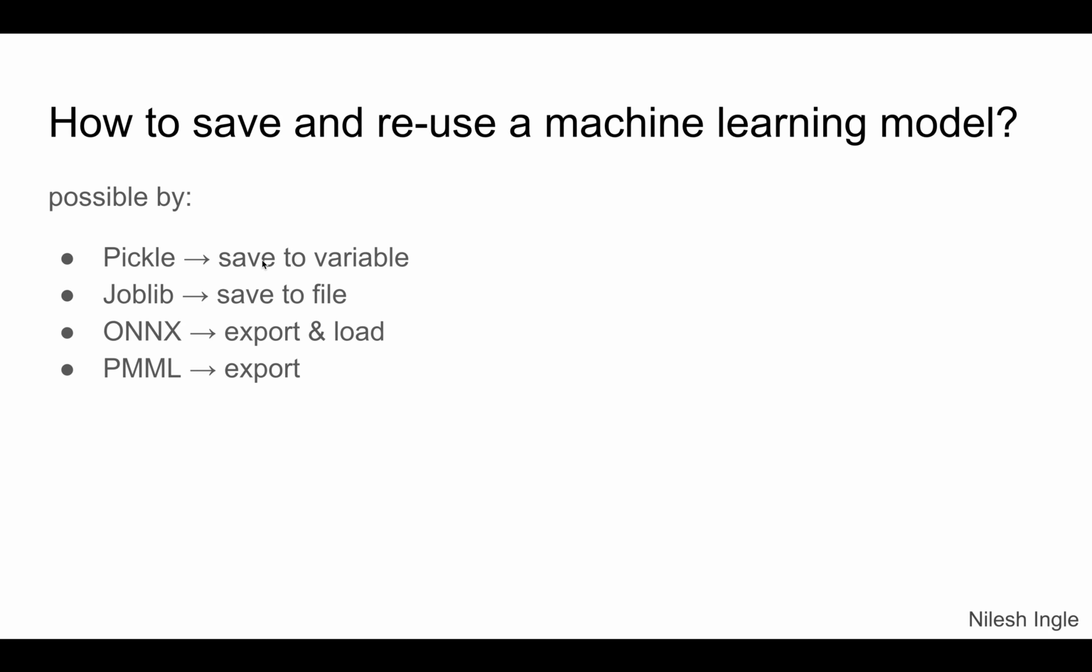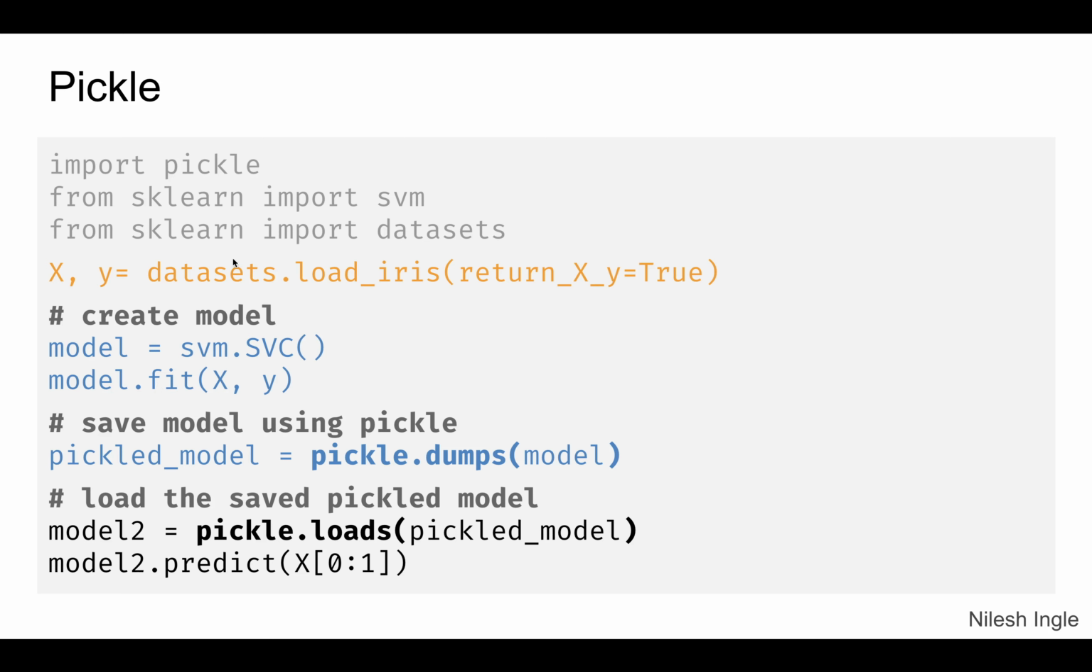So with Pickle, you can save it to a variable. Now there is another Pickle library, also cPickle, that I think allows you to save it on drive as well. But here we are going to talk about what is mentioned in the docs. And then Joblib can be used to save the model as a file on the drive. ONNX is a format in which we can export the model from Scikit-learn, and also we can export in PMML format. So for Pickle, this is the library we want to import: pickle.